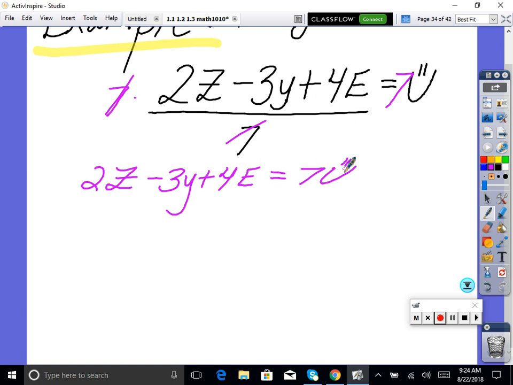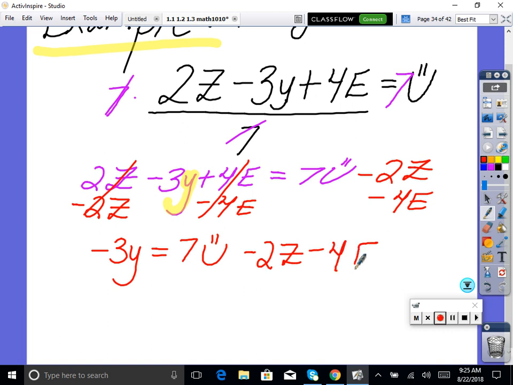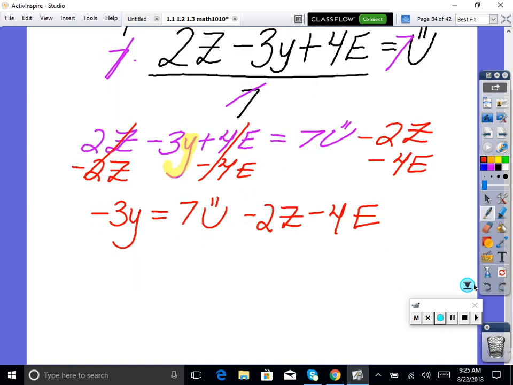Okay, keep in mind your goal. If you need to highlight it, you can. Like some people like to give themselves a little hint. Get that alone. So what would we do now? Very simple. Oh, you're saying to get rid of this, we got to bring it over, minus 2z. Good. So that's gone. What else? Subtract 4e. Guys, we're trying to get y alone. Subtract 4e. Good job to the people that are answering. So now we have negative 3y is equal to 7 smiley minus 2z's minus 4e's. We can't put any of those together because they're not like terms. And we have one final step to get y alone.